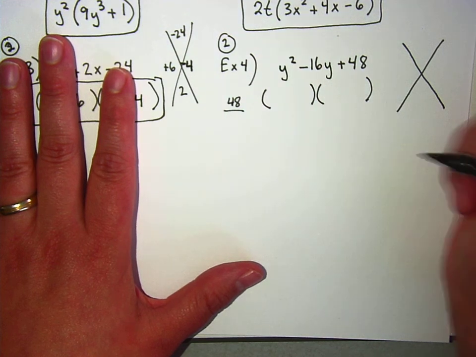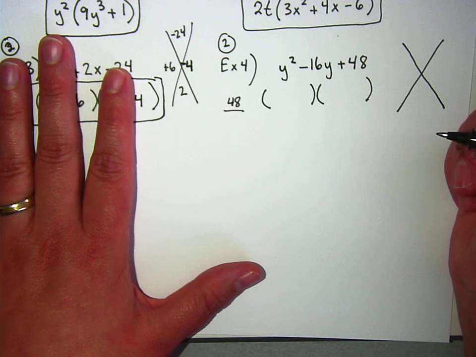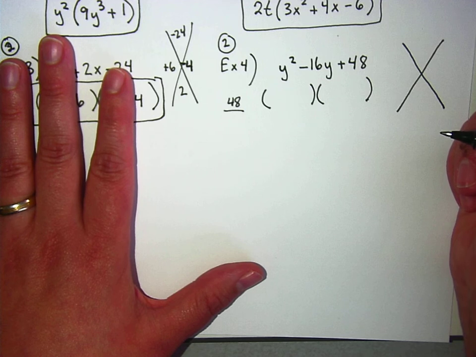Okay. 48, if you're using whole numbers, will give you a finite list. Do you know what that means? That means your list will end. If you pick negative 16, things that add up to get negative 16, you have an infinite list. You will sit here for the rest of your life making a list.